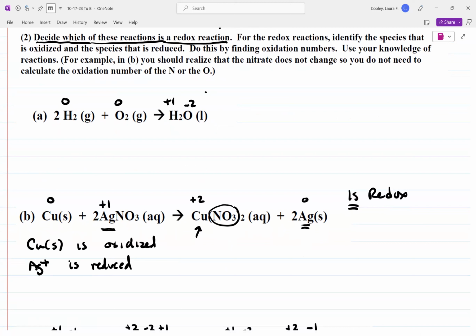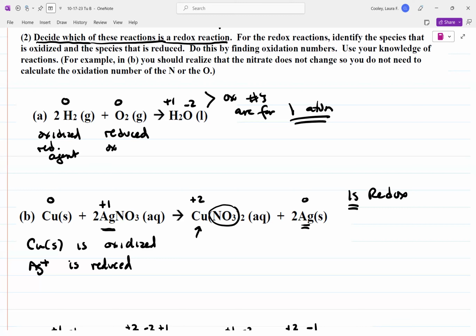The oxidation numbers are for one atom. Yeah, always. So was oxygen reduced on that one? Oh, let's finish this. Yes. And that's right, because oxygen is the original oxidizing agent. So this is reduced. This is oxidized. So this is the reducing agent and the oxidizing agent.